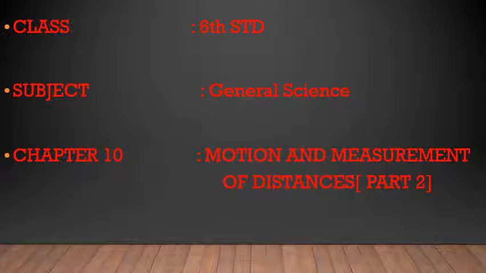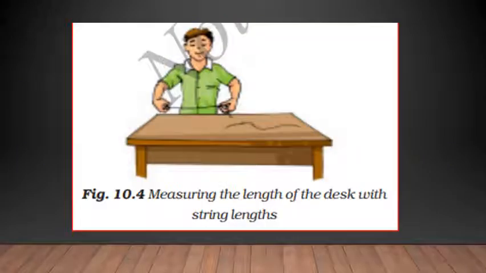The following video is for class 6, subject General Science, chapter 10, Motion and Measurement of Distances, part 2. In part 1 of this lesson, we learnt about the importance of measurement and how we measure a desk. We also learned about the story of transportation, how we have invented different things which help us to transport. So, continuing with the chapter, I'm reading out from page number 97.